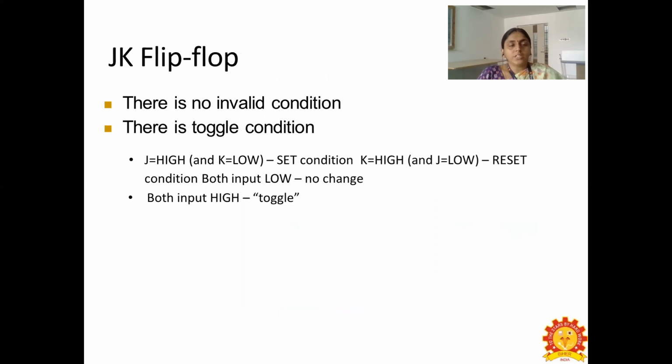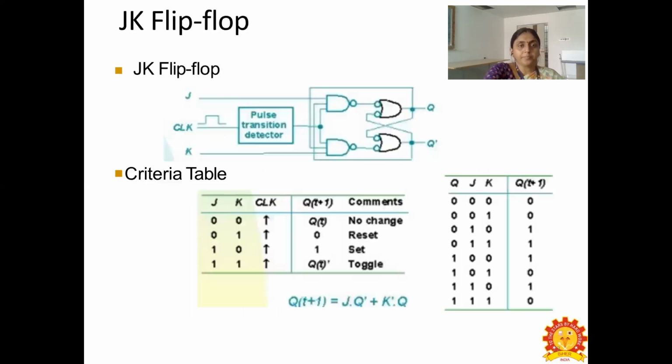And here we'll see the JK flip-flop, where there is no invalid condition. Instead, there is a toggle condition here. J equal to high and K equal to low is the set condition. And K high and J low is the reset condition. When both inputs are low, there is no change in the state value. But when both inputs are high, it gets toggled.